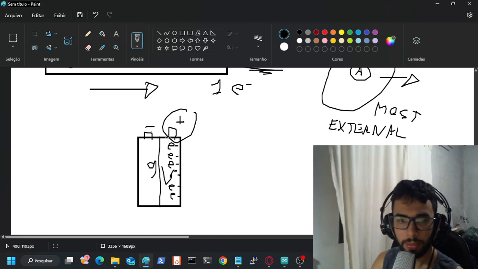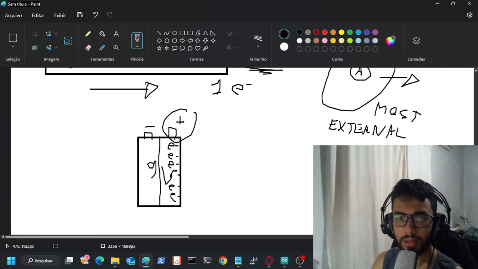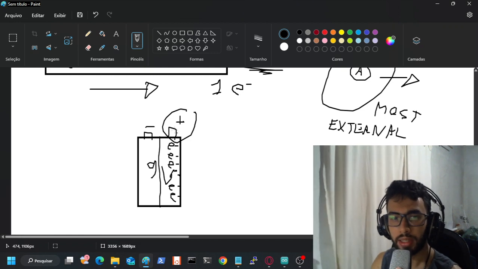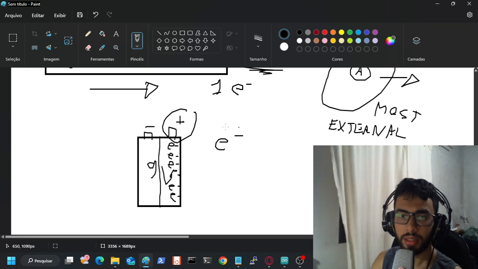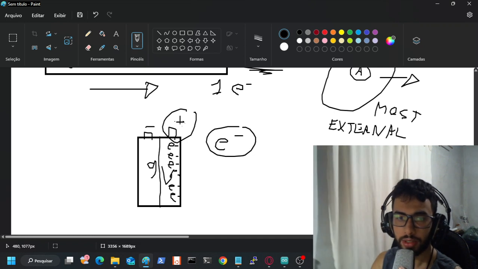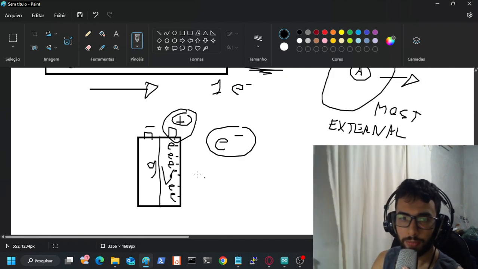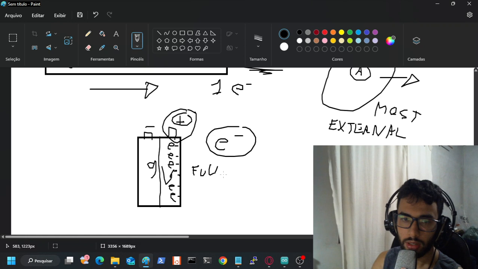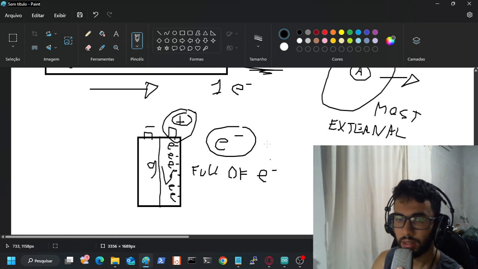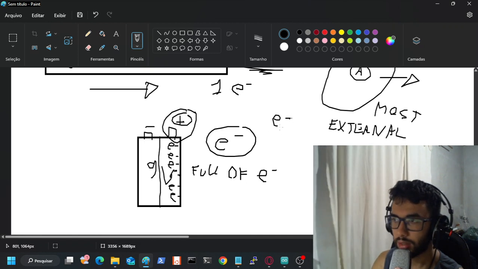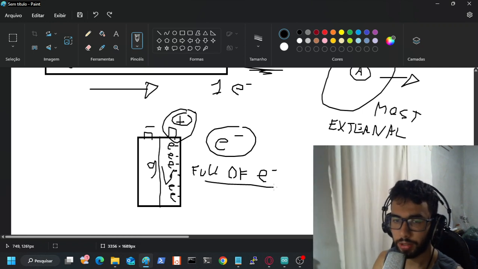But why do I say that is a convention? Because electron has a negative sign. Okay, and why is this part positive? We say that it's positive because it's full of electrons. I will denote electron as E minus, like this.